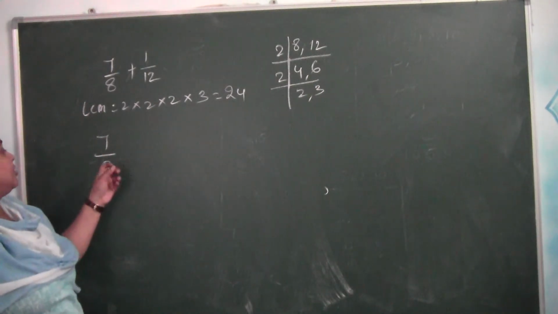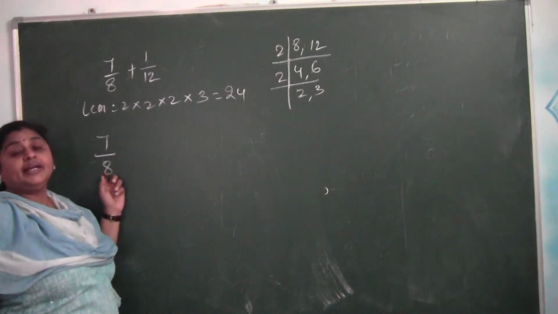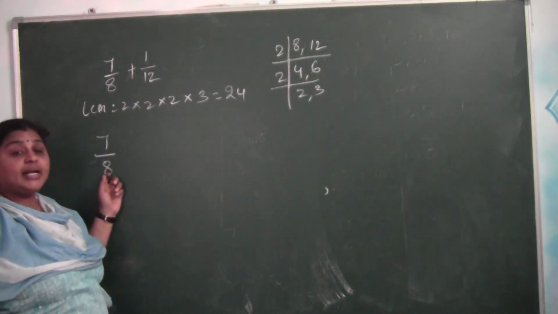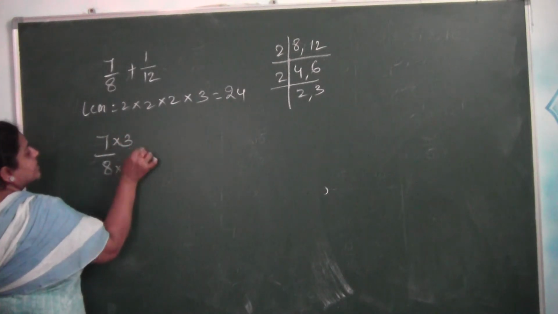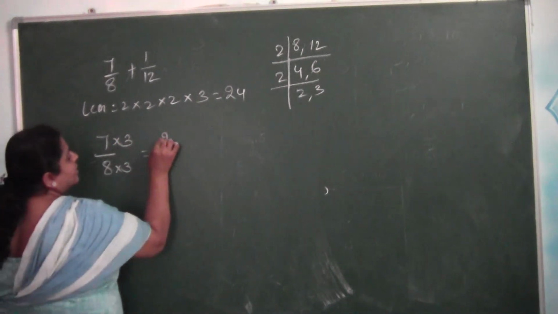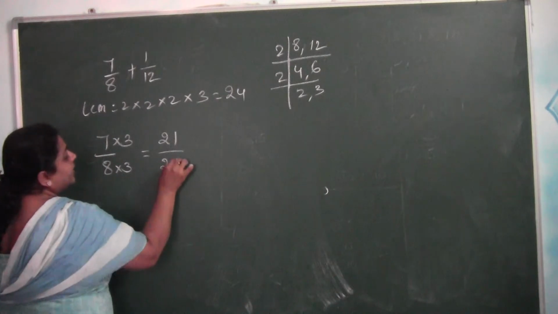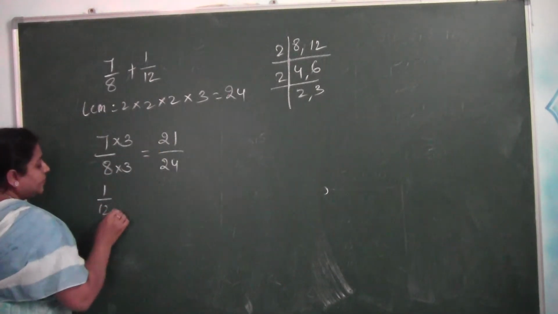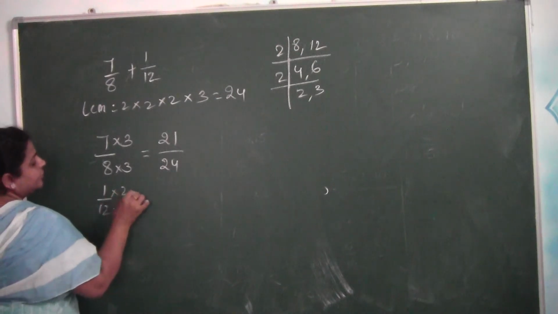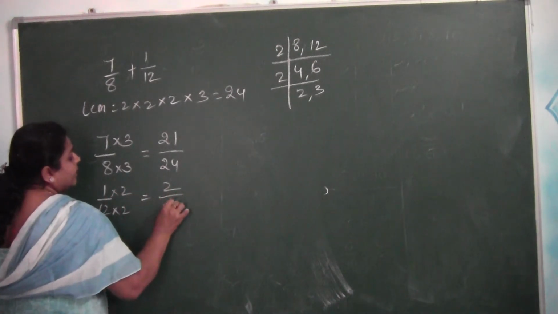Now in order to get my denominator 24, with which number I need to multiply? Into 3. 8 into 3, 7 into 3: 21 by 24. And 1 by 12. 24 in 12, 2 times. Into 2, into 2: 2 by 24.